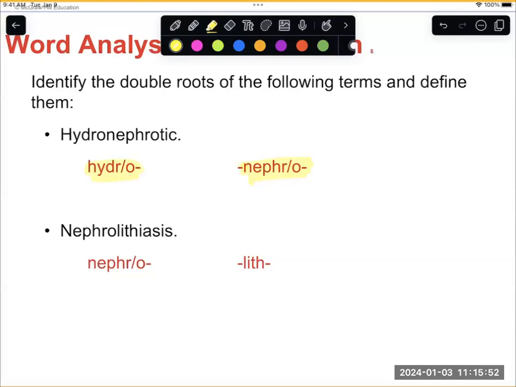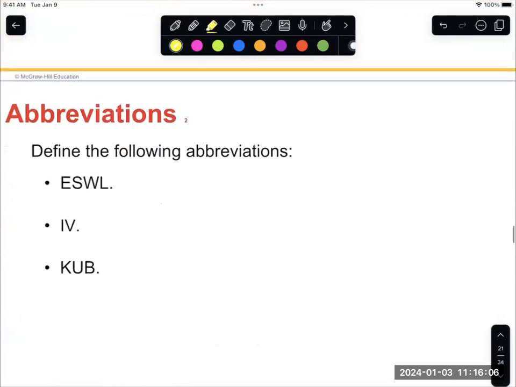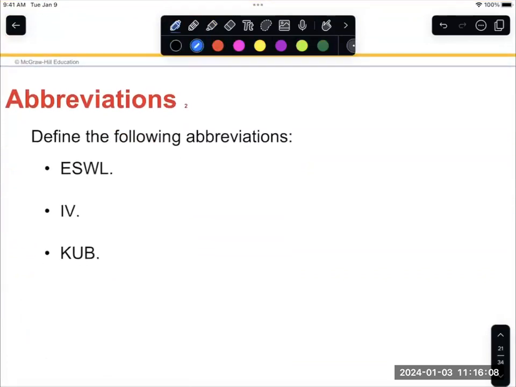Nephrolithiasis, nephro, kidney, lith, stone, iasis, condition of, so the presence of kidney stones. Abbreviations. ESWL.